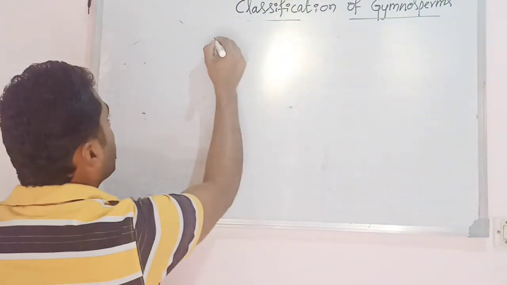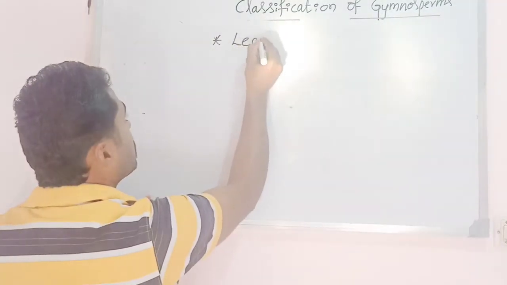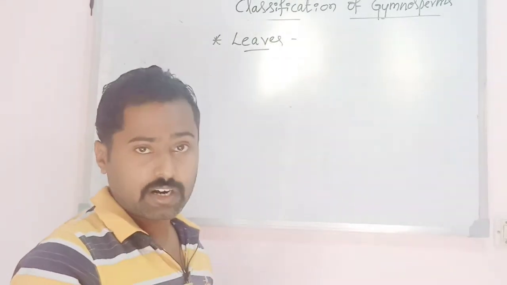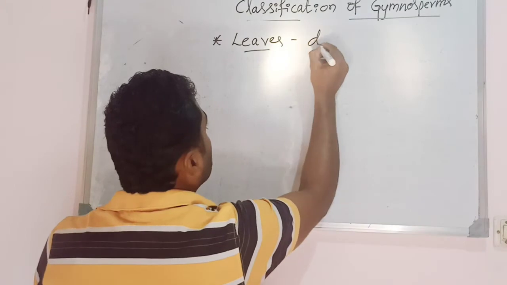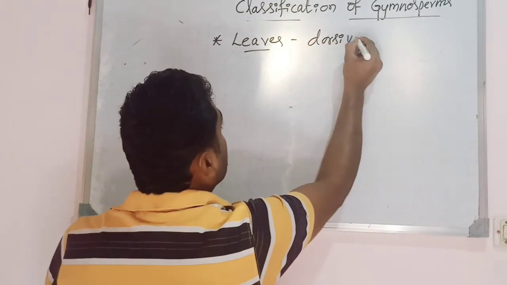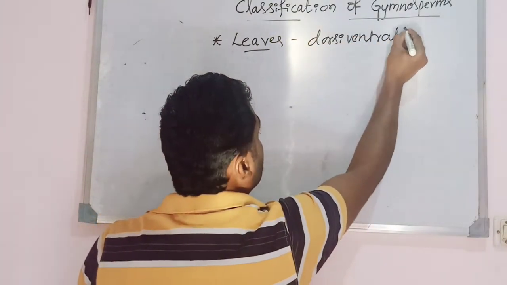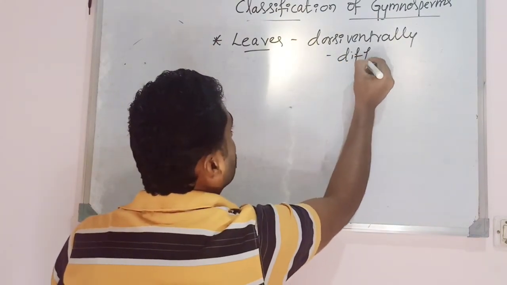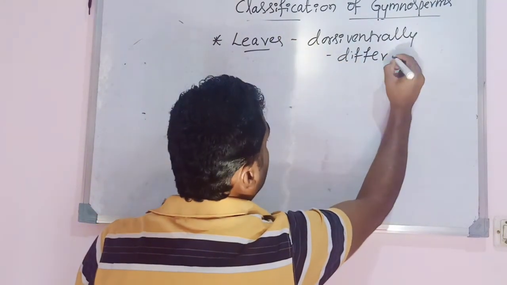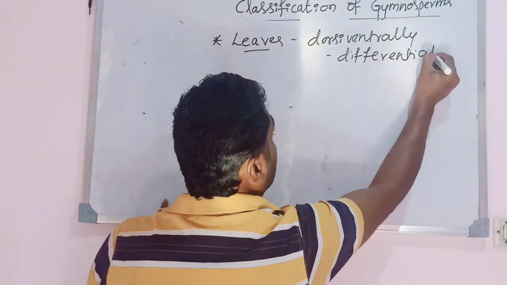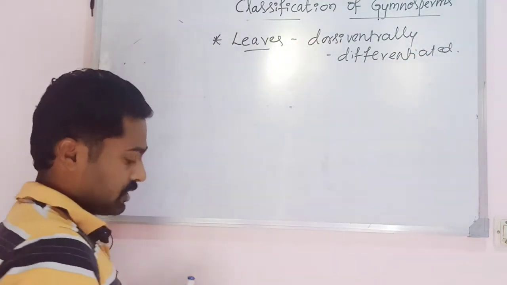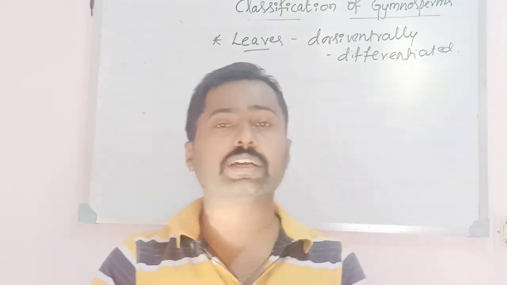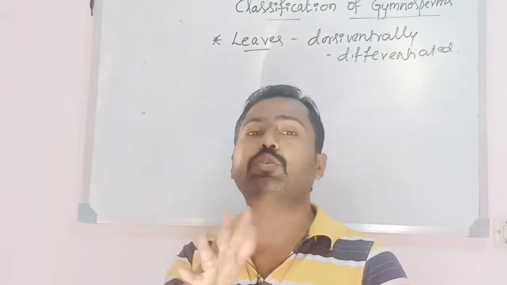And as I said, the Gnetum plant resembles exactly a dicot angiospermic plant. The leaves of this plant resemble the leaf of a dicot plant. The plant produces dorsiventrally differentiated leaves. It means the leaves can be differentiated into two surfaces, the dorsal surface and the ventral surface. Just compare a leaf of a dicot plant. Take a leaf of a hibiscus plant. You compare both the surfaces.